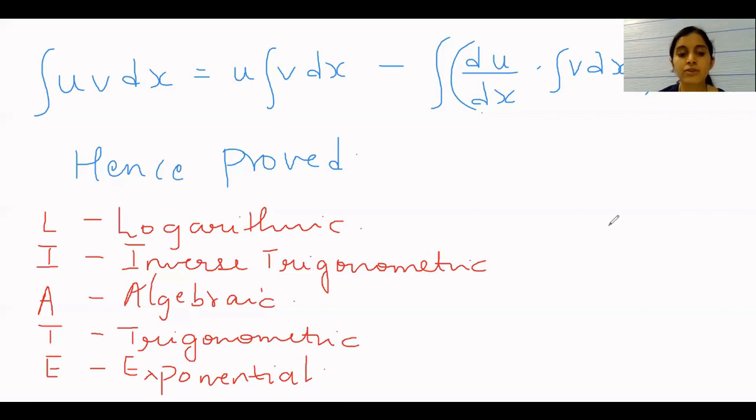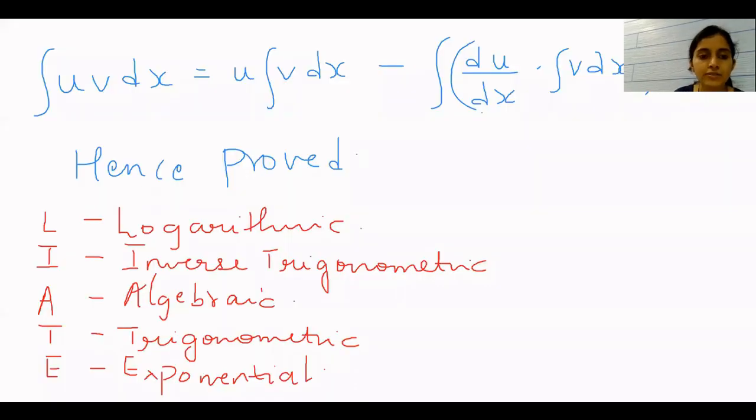So let's say if we have the combination of algebraic and logarithmic, then our first function would be logarithmic and second would be algebraic. Okay, that's how you will remember the order in which to take the integration. When we solve the sums on the same, it will be more clear to you.